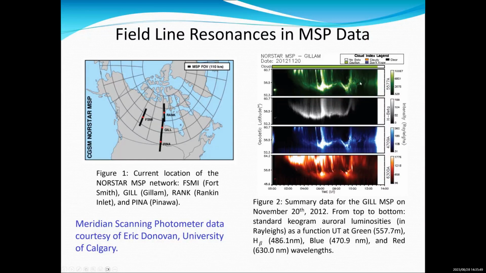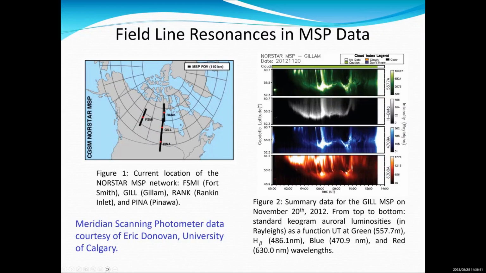You're looking at emissions caused by particles of a certain energy that cause 5577 angstrom emissions. H beta corresponds to precipitating protons for the most part. Then you have another wavelength, and then 6300 angstrom emissions. The MSPs sample precipitation in different energy ranges.